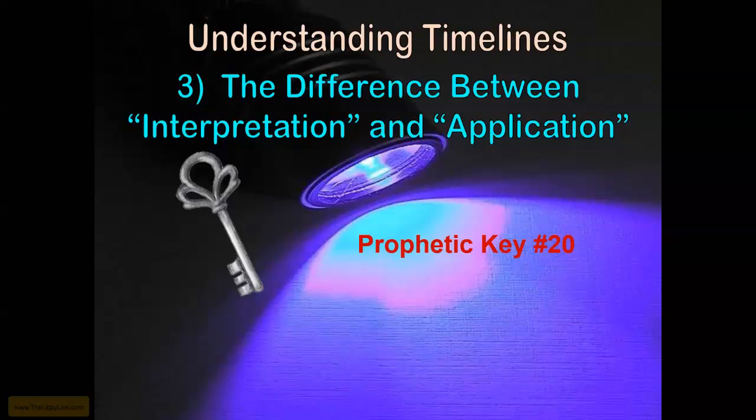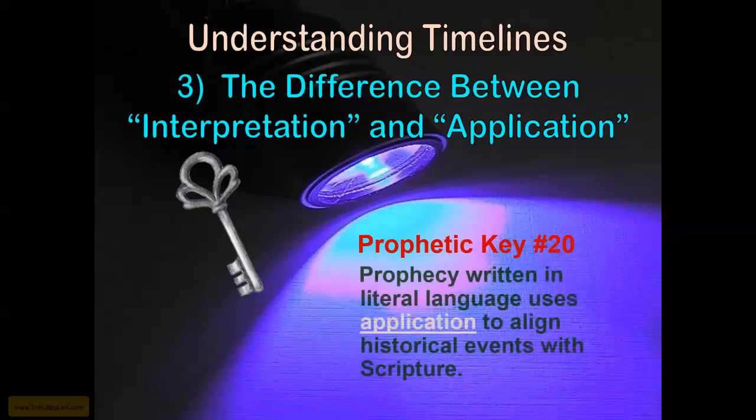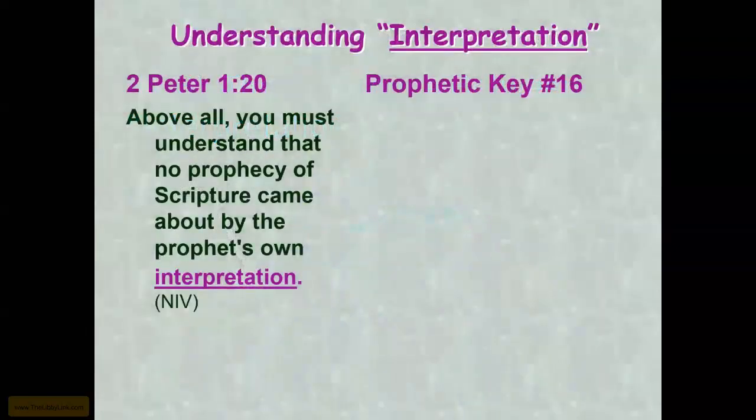So prophetic key number 20 tells us prophecy written in literal language uses application to align historical events with scripture. Now, what in the world does that mean? Let's try to understand the term interpretation first. In 2 Peter 1:20, it tells us, above all, you must understand that no prophecy of Scripture came about by the prophet's own interpretation.